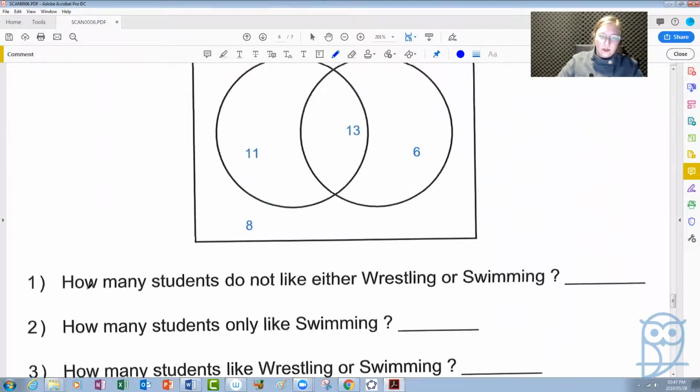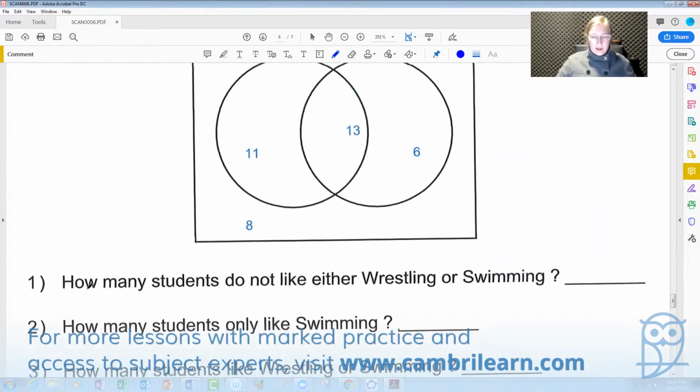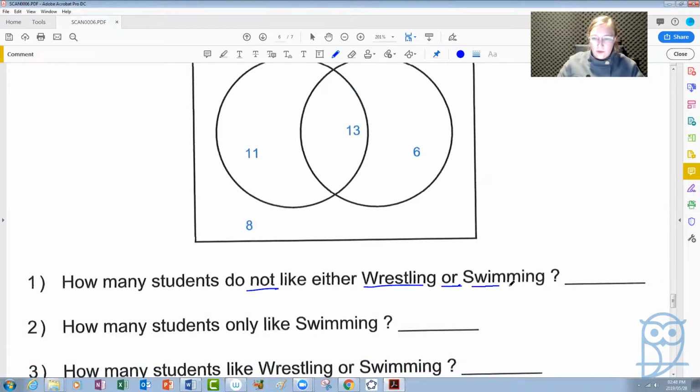So the first question asks, how many students do not like either wrestling or swimming? So here we need to spot words. The first word we're spotting is not. And then we have wrestling or swimming. So not wrestling or swimming. If we have to write this out, it'll be not (wrestling or swimming).